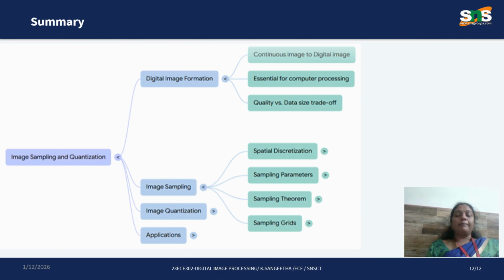The main applications are digital cameras, scanners, medical imaging, and image compression. So these are the major applications of digital image processing. Image sampling and quantization is the process used in converting the analog image into a digital image. There are three processes involved: sampling, quantization and encoding. It should follow the Nyquist rate.